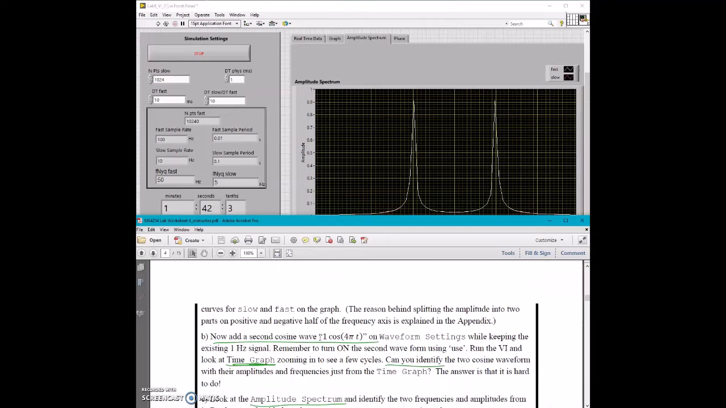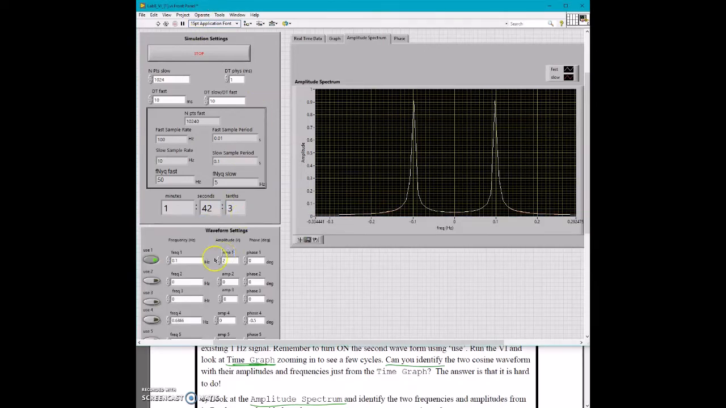Now, I have to underline all those so that I can keep track of everything. So now part B, the second cosine wave, this is 1 cosine 4 pi t. So 4 pi is in radians per second. How do you change that to frequency in hertz? You have to divide by 2 pi. So you get 2. Frequency will be at 2.